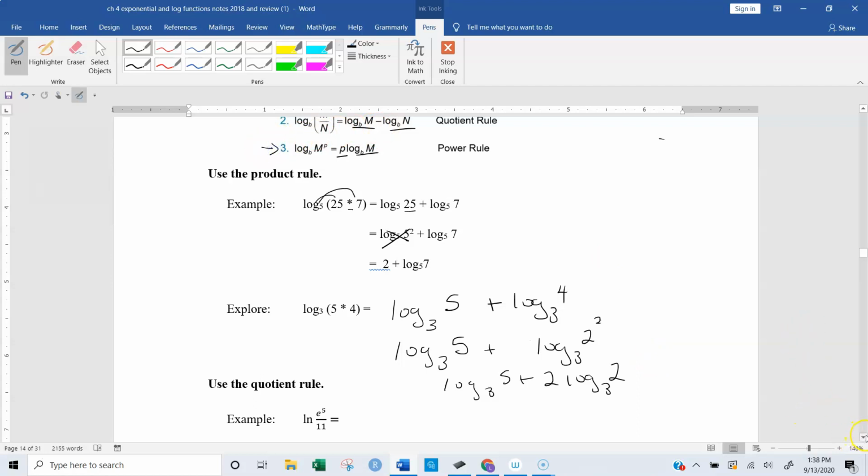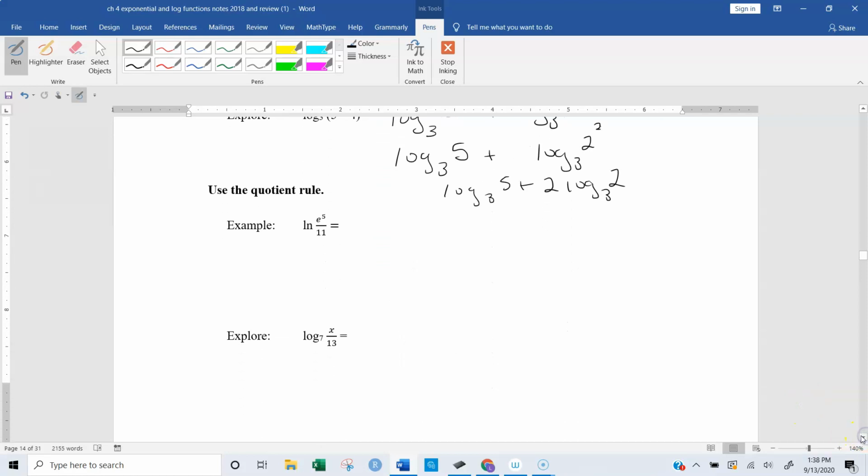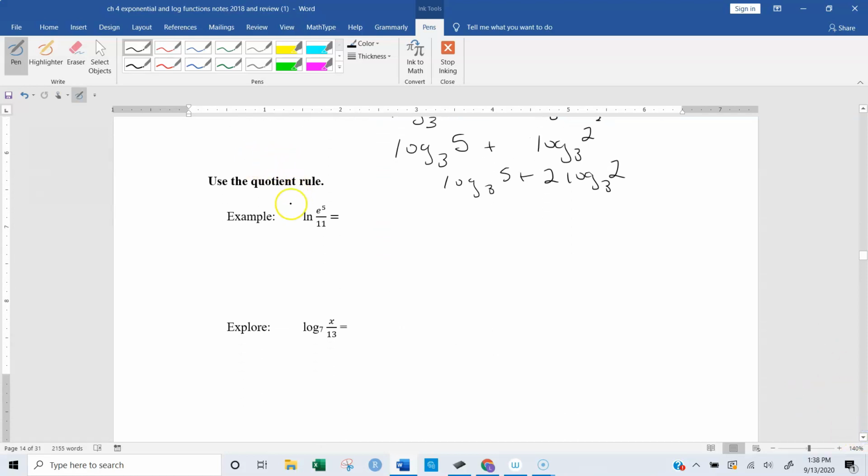Quotient rule. And remember, when we divide like bases, we subtract exponents. So we actually have to subtract this. So this is the natural log of e to the 5th minus the natural log of 11. Now remember, natural log means base e, so this actually cancels. This is 5 minus the natural log of 11. Okay, pause and try yours. You should have log base 7 of x minus log base 7 of 13. You can do nothing with x and 13, so that one is completely expanded.